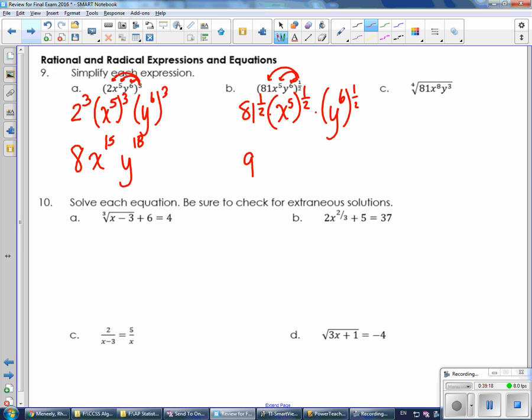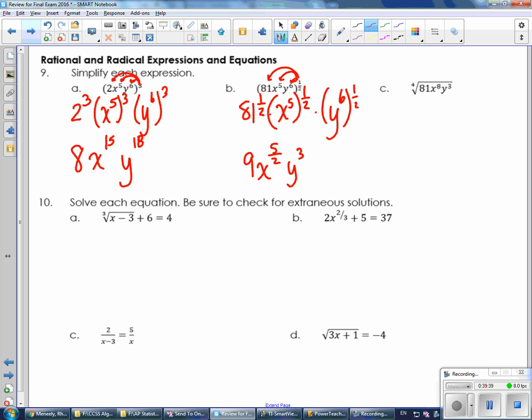With those exponents, I need to multiply them since I'm doing a power to a power, and 5 times 1/2 is simply 5/2. And if I'm thinking about my powers of y, y to the 6th to the 1/2, I'm going to multiply 6 times 1/2, and that gives me 3.